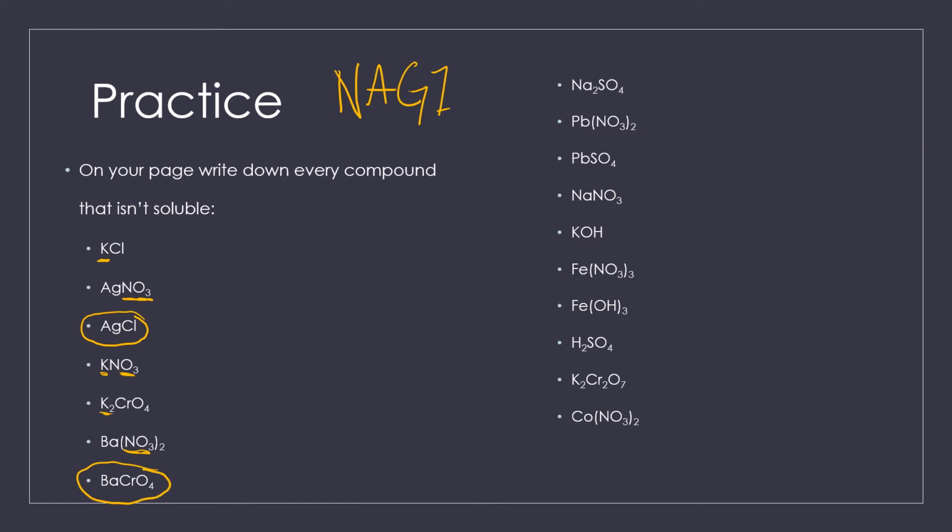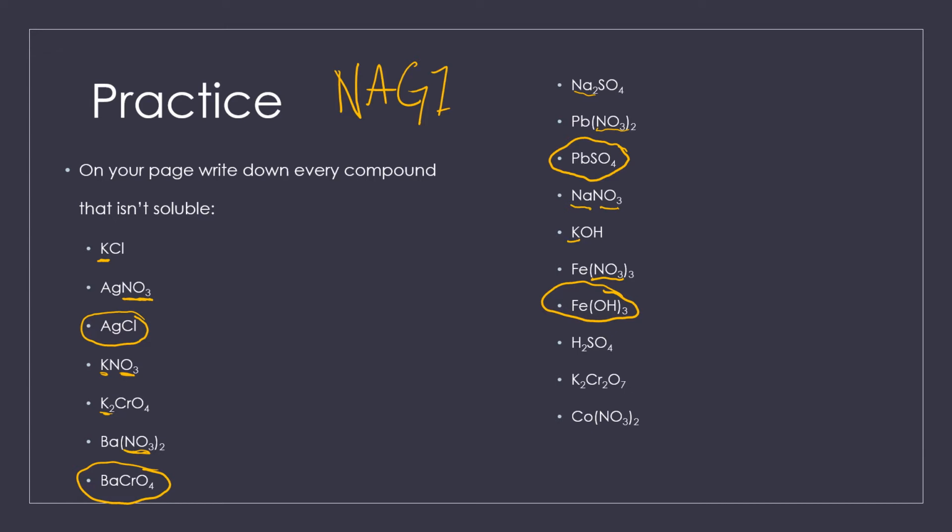All right, sodium and sulfate. We're going to underline our sodium there. Lead nitrate. Nitrate is soluble. Lead sulfate. Neither of those are in our solubility rules. Sodium and nitrate, super soluble. Potassium hydroxide has a group 1. Iron nitrate has nitrate. Iron hydroxide has nothing from our solubility list, so we're going to circle it. This one must come out as a solid.